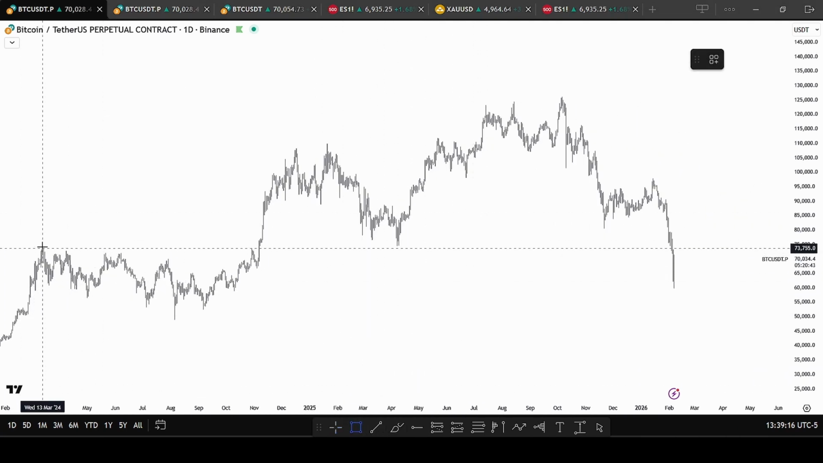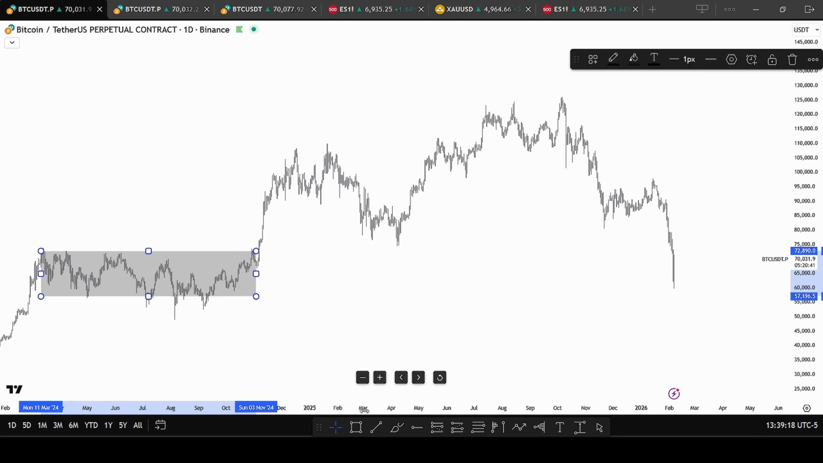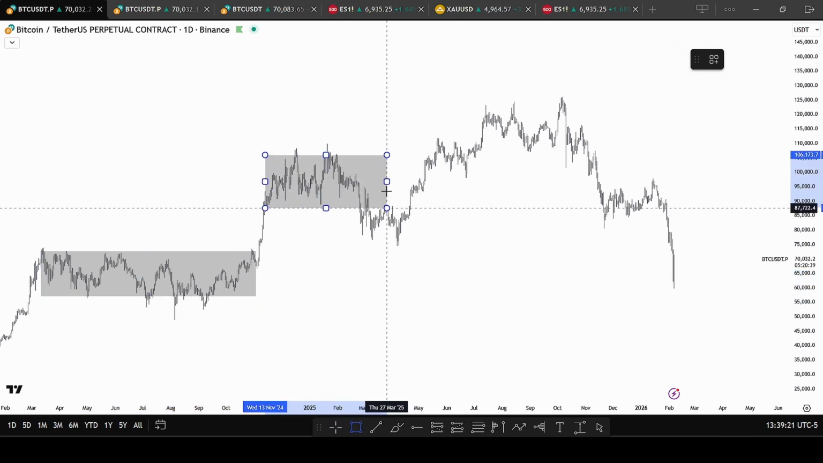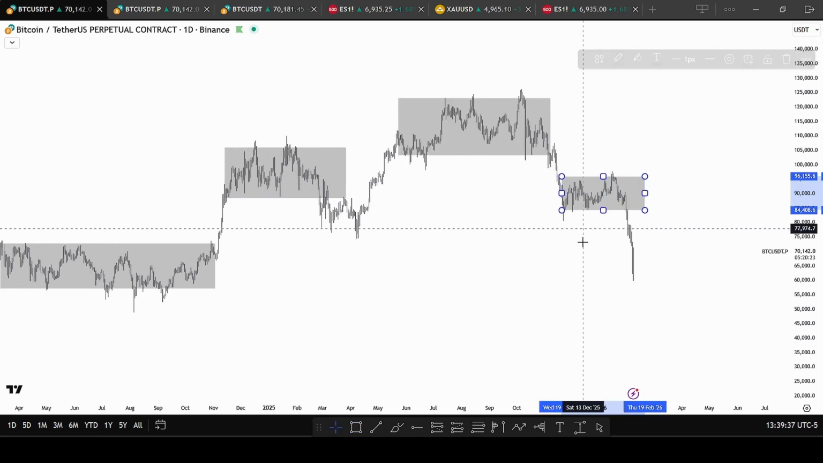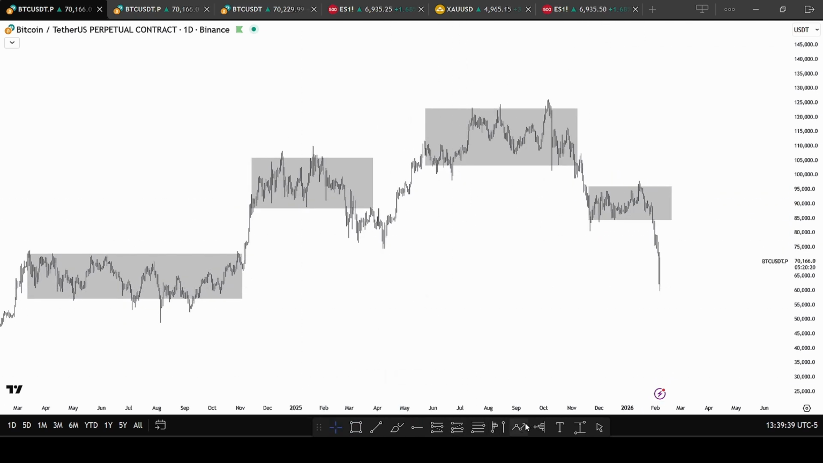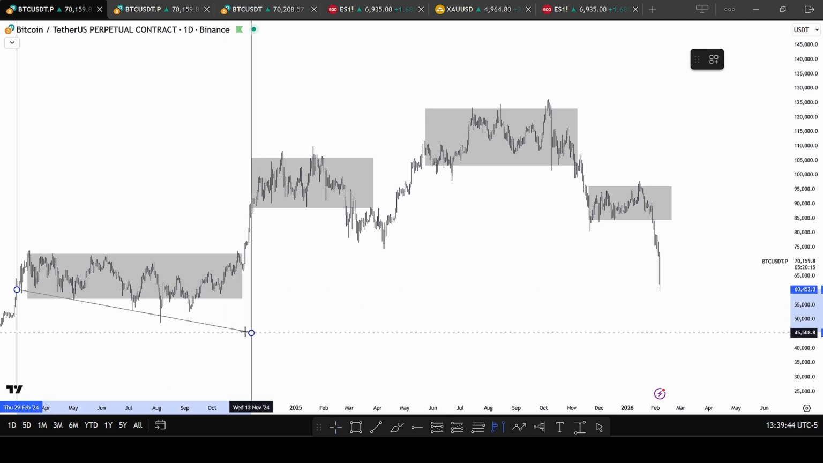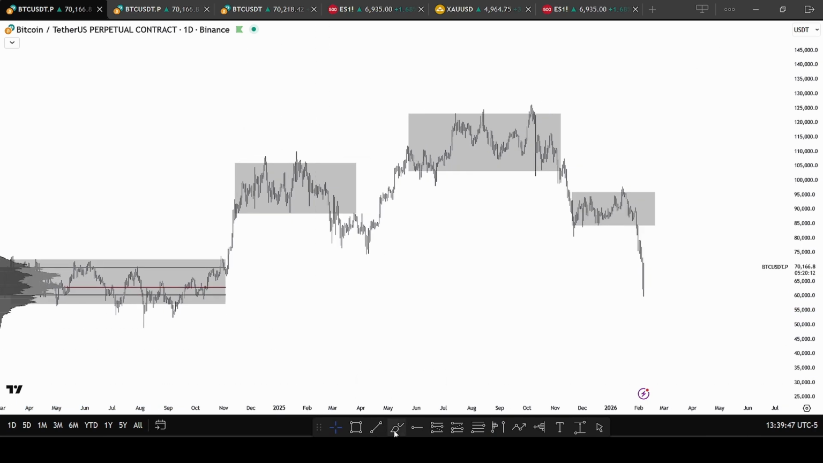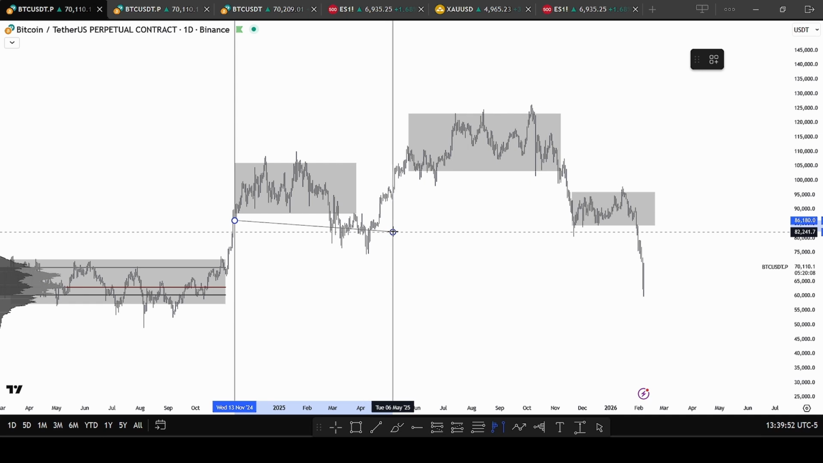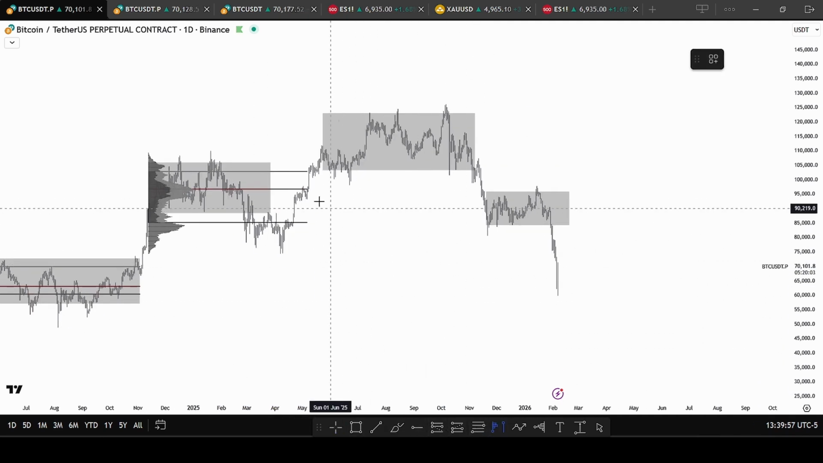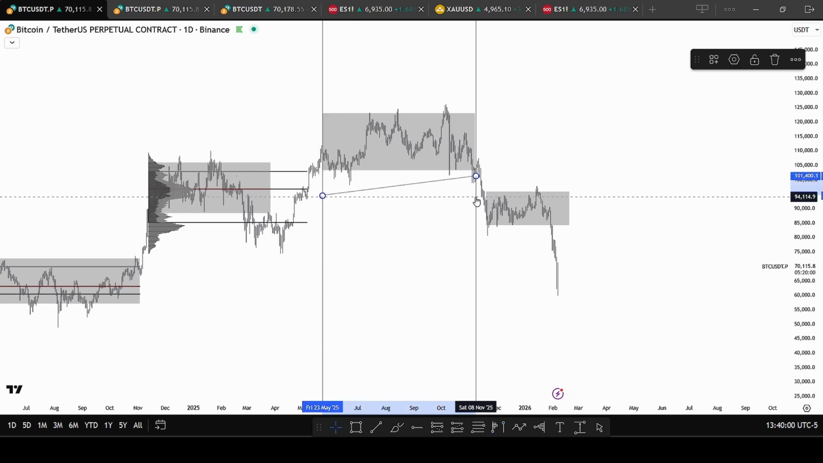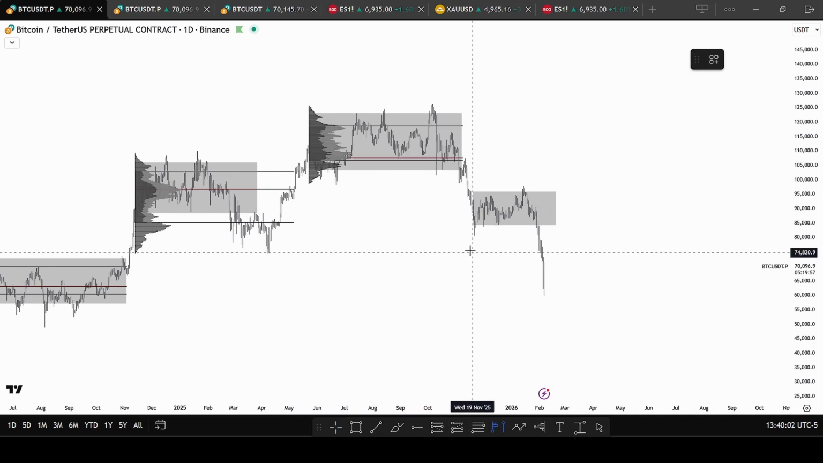Now you can see these consolidations, and these consolidations are called balance ranges. If you have seen my video on balance and imbalance markets, you will know that we use volume profile on these ranges. If I use a volume profile on this range, we will get a balance area of this range. Similarly, we use a volume profile on this balance range, and again here.